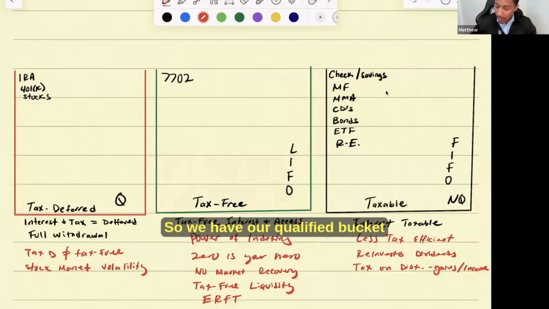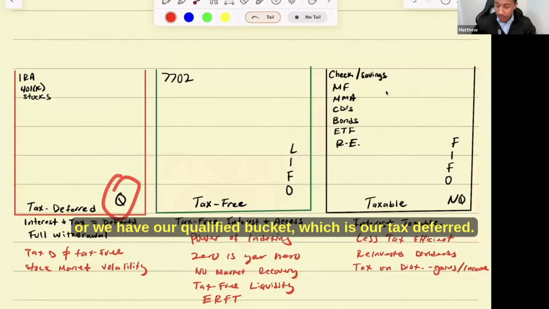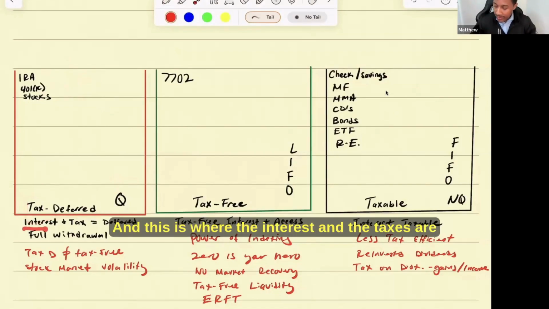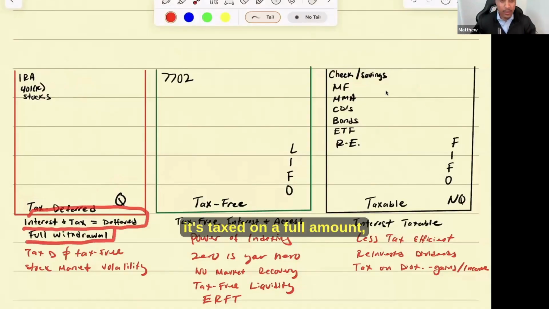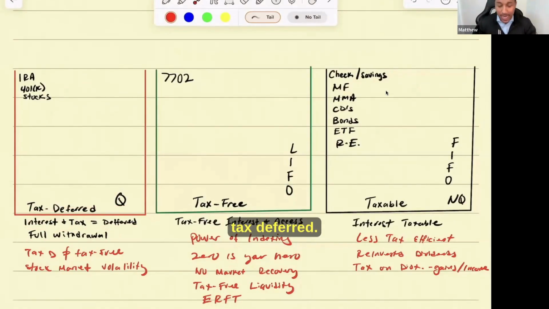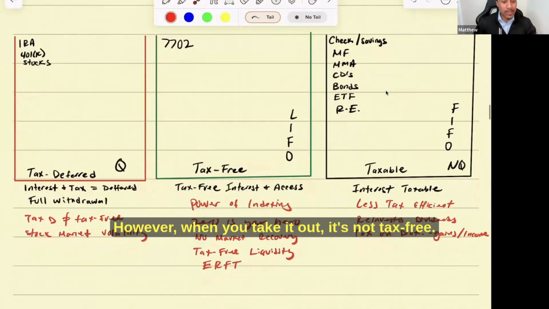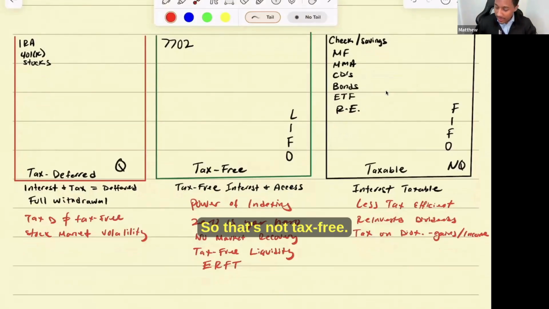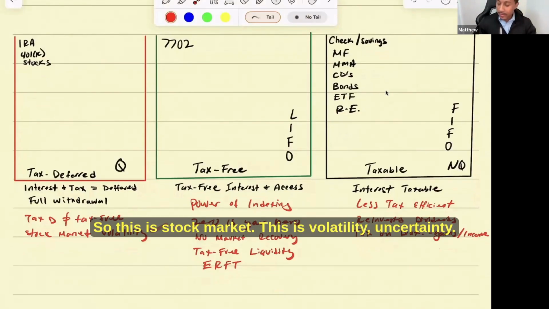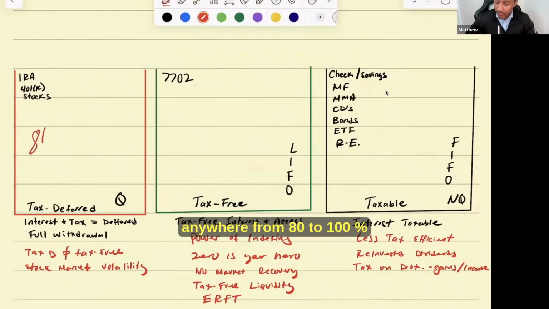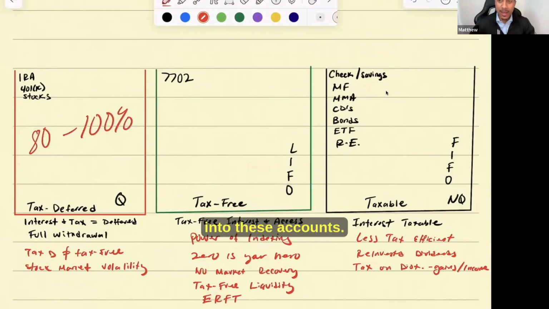So we have our qualified bucket, which is our tax deferred. These are IRAs, 401(k)s, or stocks. And this is where the interest and the taxes are deferred. And then when we pull the money out, it's taxed on the full amount. Tax deferred does not mean tax free. Yes, you get a tax deduction every year. However, when you take it out, it's not tax free. So this is stock market. This is volatility, uncertainty. This is no guarantees. This is our qualified bucket. This is where people have anywhere from 80 to 100% of their money locked into these accounts.